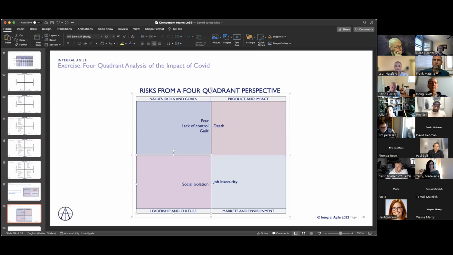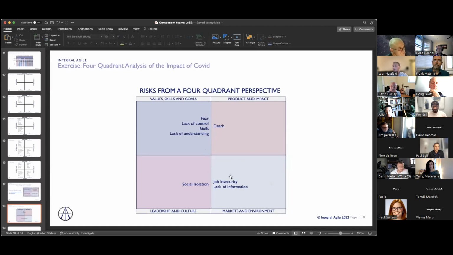At the beginning, lack of information as well, or lack of understanding of the situation. Yeah, so that's great, right? Because lack of understanding lives here, and lack of information lives here. Structurally, we didn't have the information to make available, and therefore we had lack of understanding, right? So this is all about determining the cause when you do a 4-quadrant assessment.